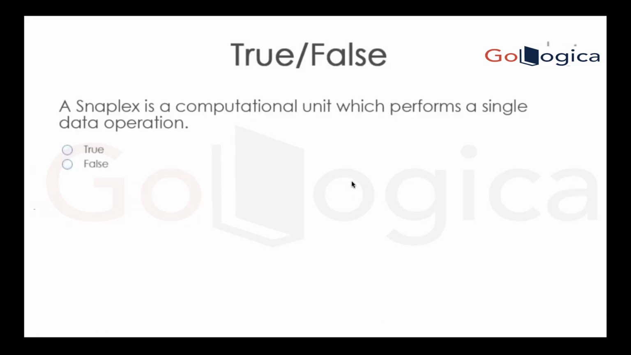First one: a Snaplex is a computational unit which performs a data operation. Is it true or false? I think it's a snap. A Snaplex is a processing environment for multiple computational units. Exactly, it's false. A Snaplex is not a computational unit. It doesn't perform a single data operation. The answer is a snap actually. A snap is a computational unit which performs a single data operation. So obviously this is false.